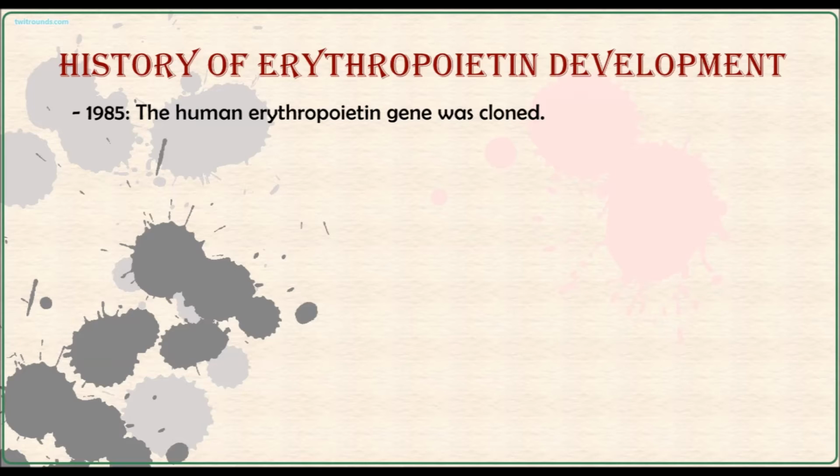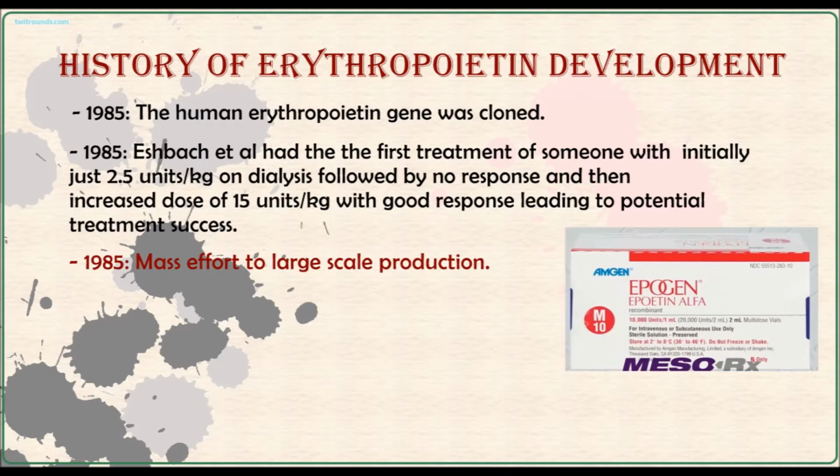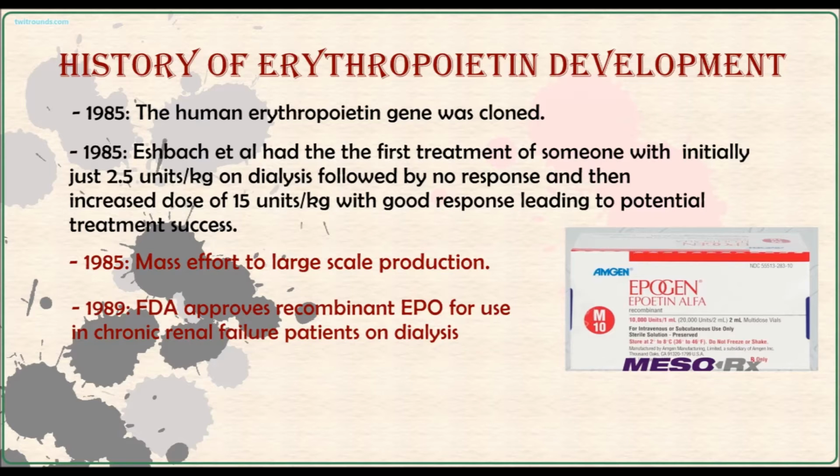This massive effort provided the basis for the cloning of the human erythropoietin gene in 1985 and the possibility for large-scale production. Within 2 years of the successful cloning of the gene, the first trial demonstrating that recombinant human EPO stimulated erythropoiesis in humans was established, and in 1989 the US Food and Drug Administration approved its use in chronic renal failure patients receiving dialysis. In 1990, the FDA approved erythropoietin for use in chronic renal failure patients not receiving dialysis and in patients with HIV and anemia on zidovudine.